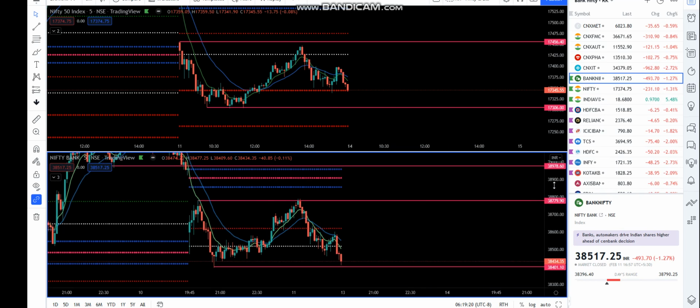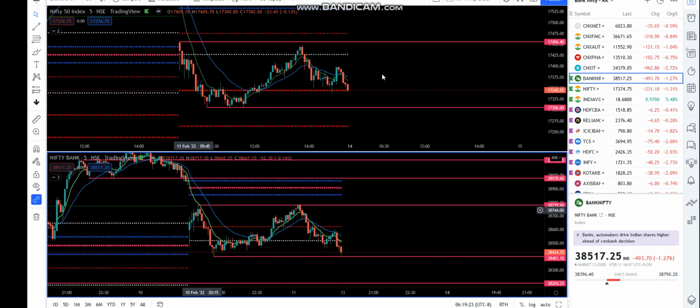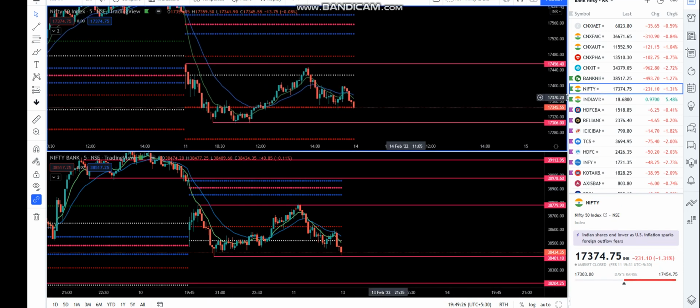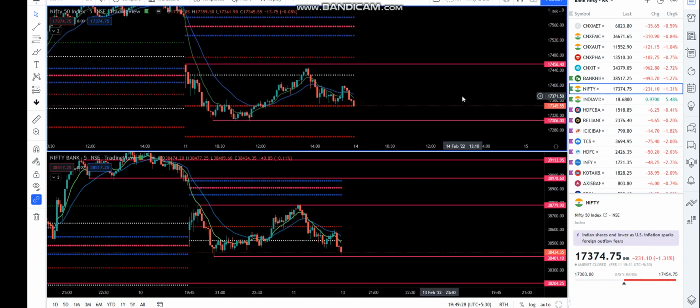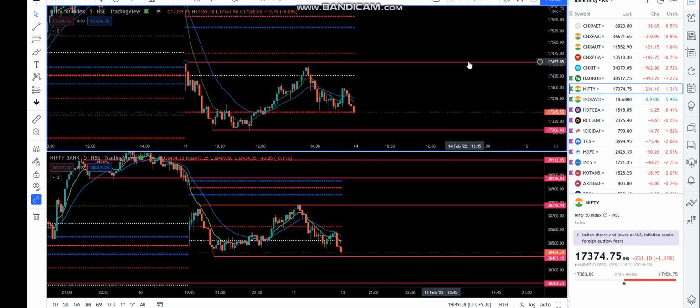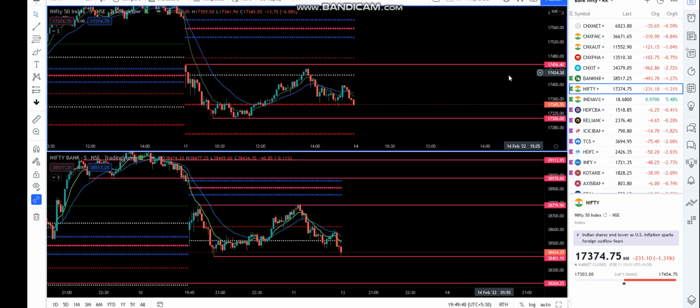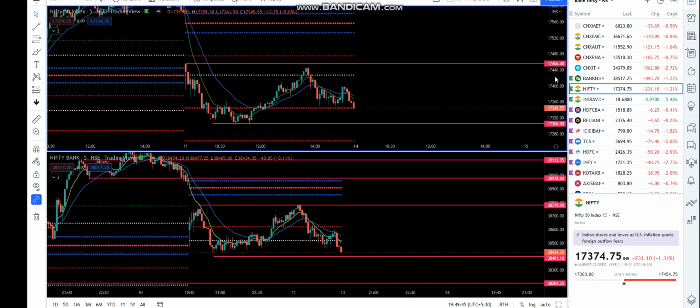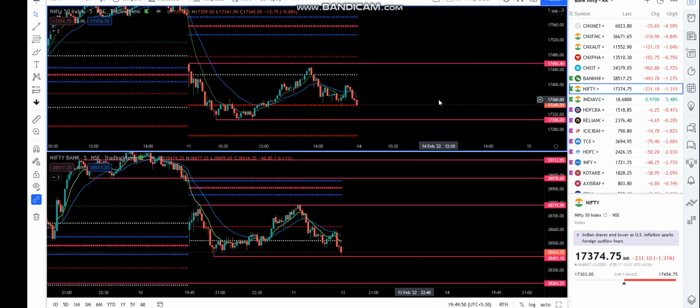You can see the market opened with a huge gap down because yesterday's US inflation increased to a 45-year high. Everywhere it reflected as negative. Yesterday, European markets went down and US markets went down, and the same was reflected in our Indian markets also. So today it opened with a huge gap down.